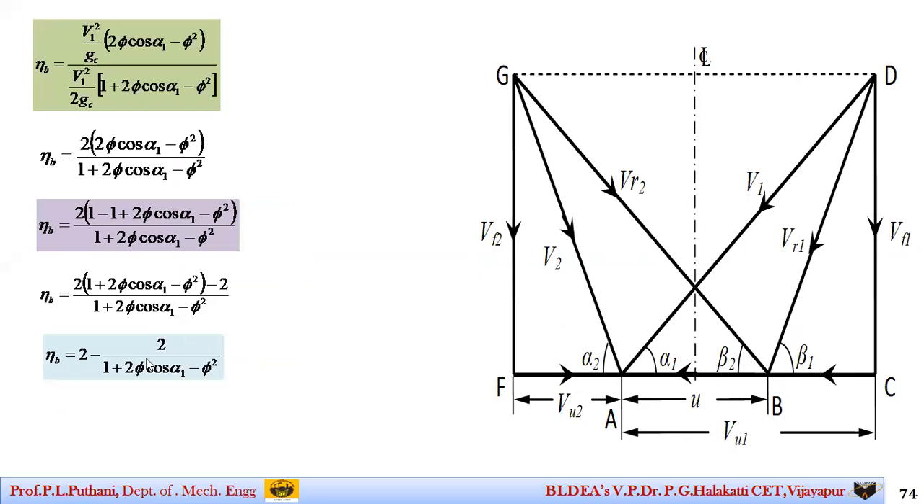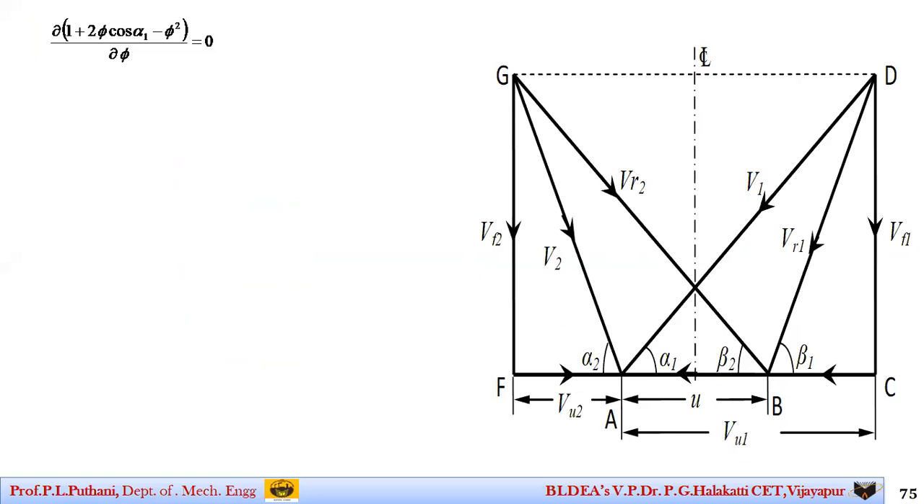Eta b is equal to 2 minus 1 plus 2 pi cos alpha 1 minus pi square. That is moving towards one part. For the maximum blade efficiency, now I can take it as dou eta b by dou pi is equal to 0, where on doing the simplification, we get it as 2 cos alpha 1 minus 2 pi is equal to 0, or cos alpha 1 is equal to pi.